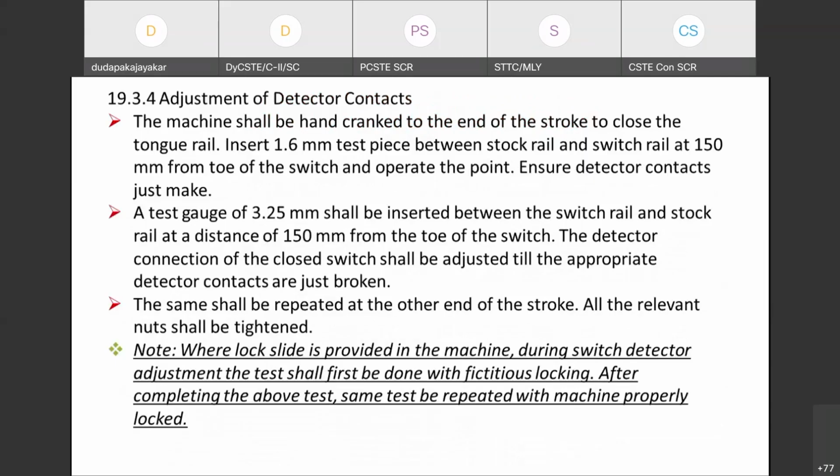Adjustment of detector contact. The machine shall be hand cranked to the end of the stroke to close the tongue rail with a 1.6 mm test piece at 150 mm from the toe. The detector contact should just make. With an obstruction of 3.25 mm, the detector contact should break. The same adjustment is to be done on the other side also, and all the check nuts and everything should be tightened.